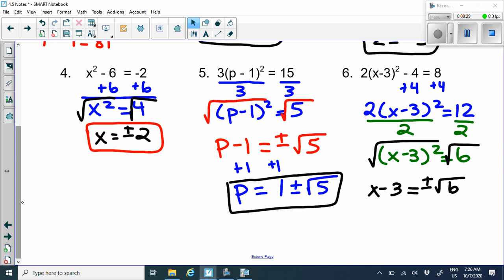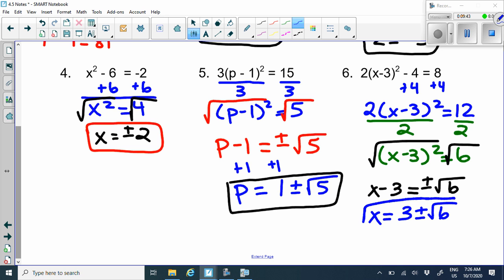Now I still need to move the 3 over. So what I'm going to do is put it in front of the plus minus, and I'm adding it to both sides. So now I have positive 3 plus minus square root of 6. And this would be my final answer.